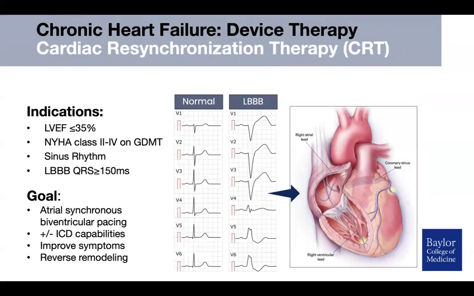latter is preferred. Cardiac resynchronization therapy, the goal there is to improve the EF, and typically the indications include EF less than 35%, New York Heart Association class 2 to 4 on GDMT, sinus rhythm, and left bundle, typically QRS greater than 150. The goal is atrial synchronous biventricular pacing. These devices typically will also have ICD capabilities. They're there to improve symptoms and lead to reverse remodeling, where the heart reshapes itself back to normal.